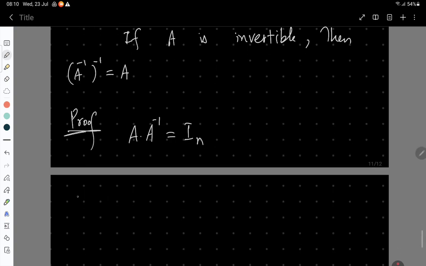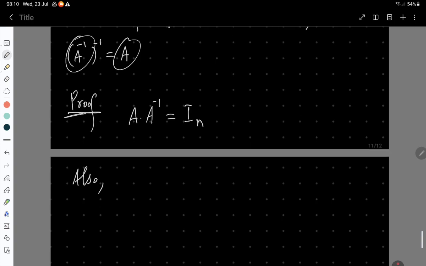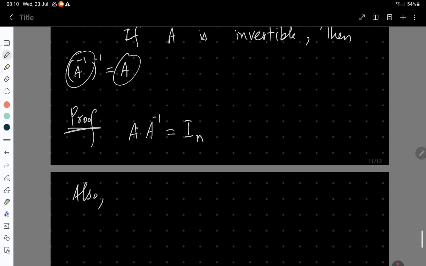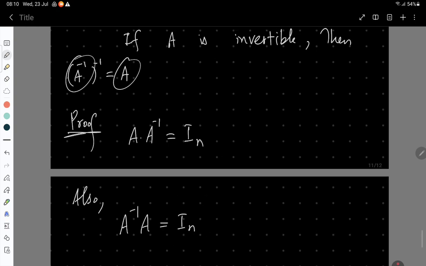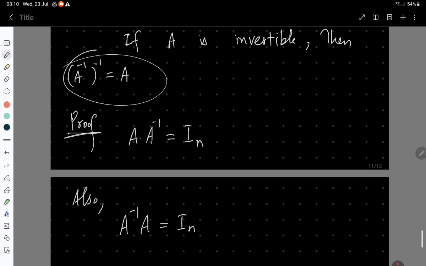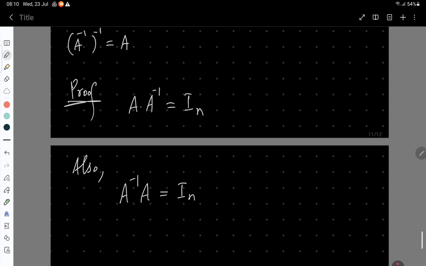Okay. Also we have to do this multiplication in the reverse order as well. For example, I have done A here, A inverse here. Now I have to do A inverse here and A here. Still I am getting identity. So from both sides I am getting identity. That means this equation is true. Okay, so let's break this video.